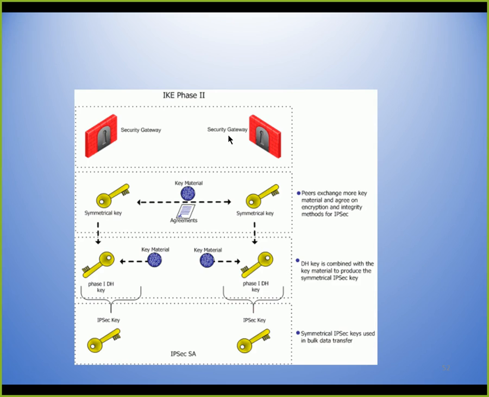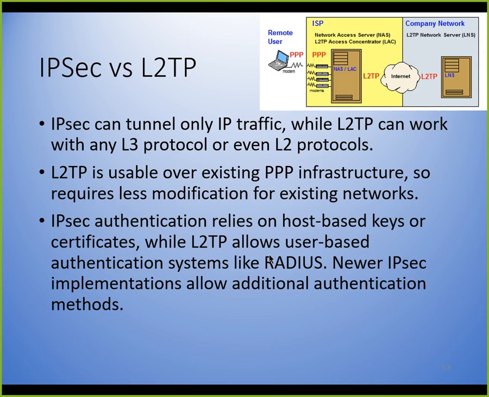In phase 2, the security gateways, the peers, exchange more key material and agree to encryption and security methods. What phase 1 does is establish a tunnel for these exchanges, so that they are secure exchanges. The Diffie-Hellman key is combined with the key material to produce the symmetric IPsec key, and then they send the encrypted data along with it. But 2 phases are involved in it.